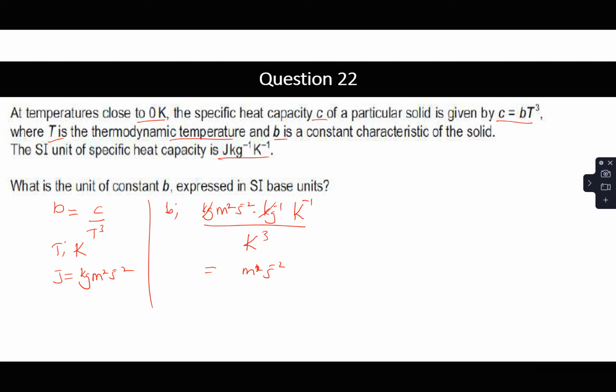So you have meters squared S power negative 2. Then Kelvin power negative 1 divided by Kelvin power 3 becomes Kelvin power 4. So that implies that these will be the SI base units of B. The only trick was removing the joule, because it is not an SI base unit.